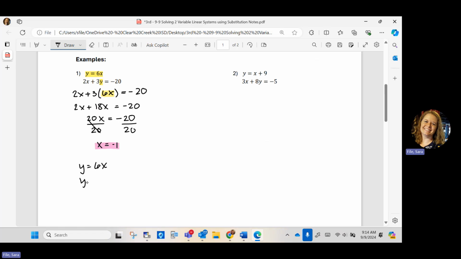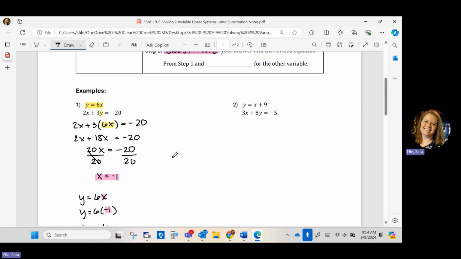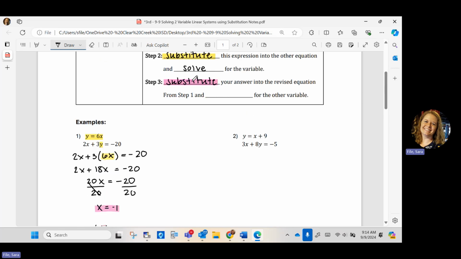So that's what I'm going to substitute into. Instead of x, I've got -1. So I'm substituting -1 in for x. And now I solve that. And I get -6. Now up here, let me fill in this blank. Okay, so we did the substitution and solved again. So substitute, solve, substitute, solve.